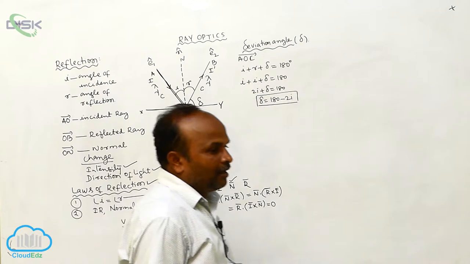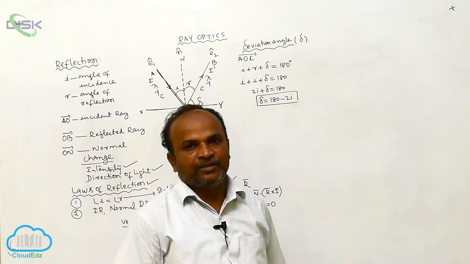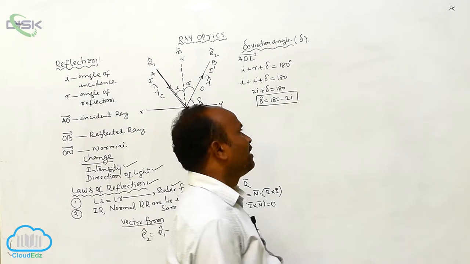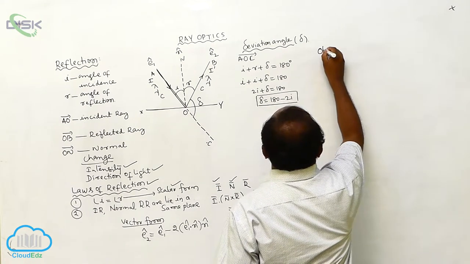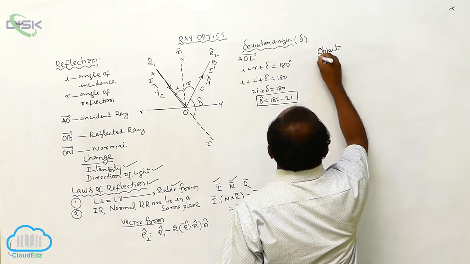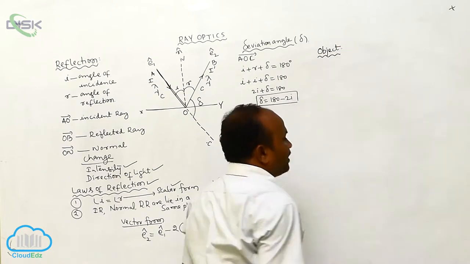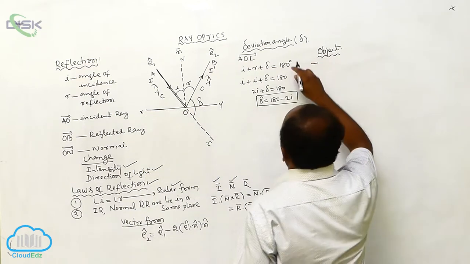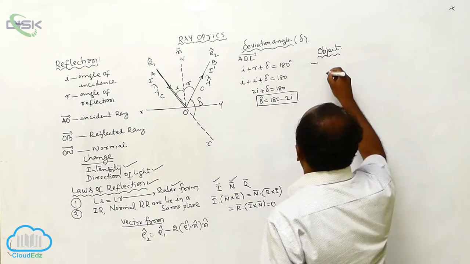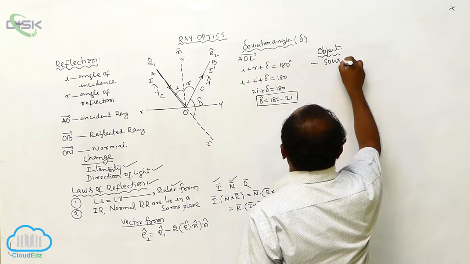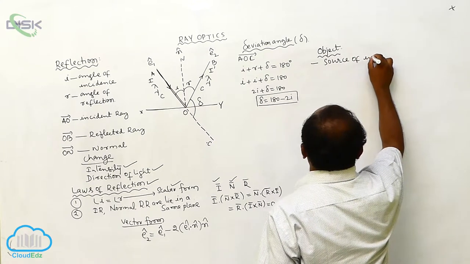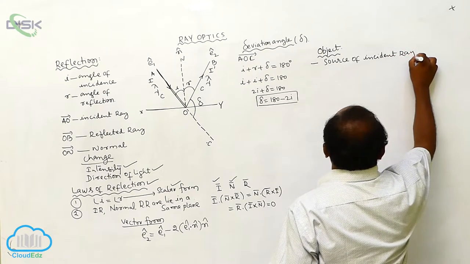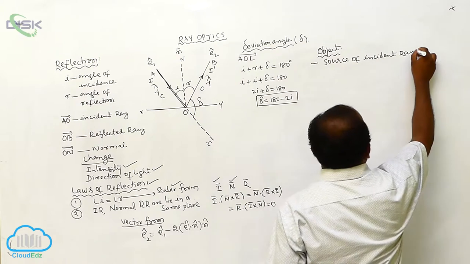Next one, about mirrors. Before going to mirrors, we want to define what is the object and what is the image. What is the object? Generally, in ray optics, the object means the source of incident rays.